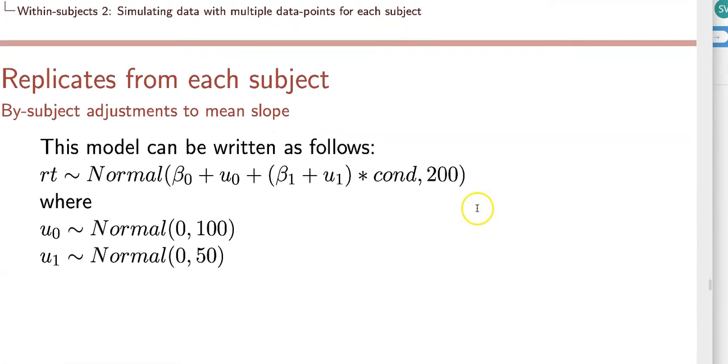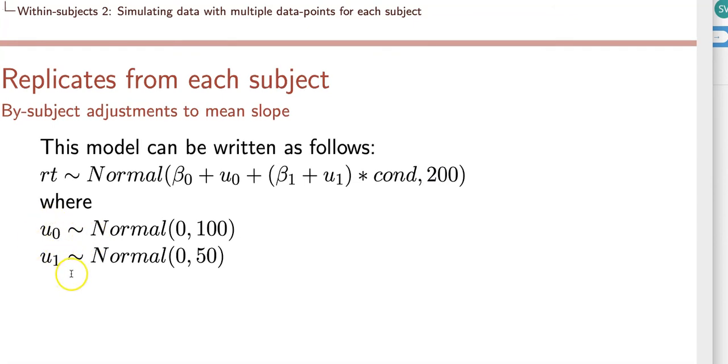Okay, so this model that we have just written up can be written like this. We can say that our reading time is generated from a normal distribution with some fixed effect intercept, some intercept adjustment by subjects, and some fixed effect slope beta 1 with some adjustment u1 to the slope. This whole term has to be multiplied with the condition coding to get the +1 -1 coding to ensure that you get the correct simulated data for each condition. And this is the residual standard deviation, right? This is one way to write the model, okay?